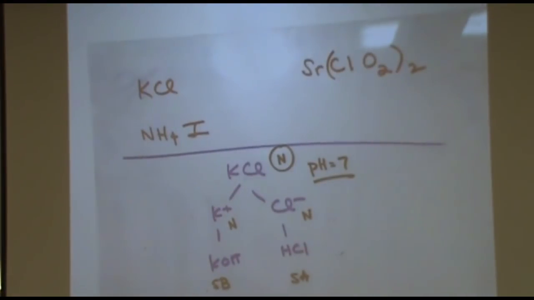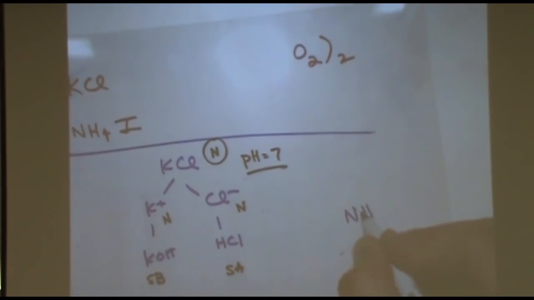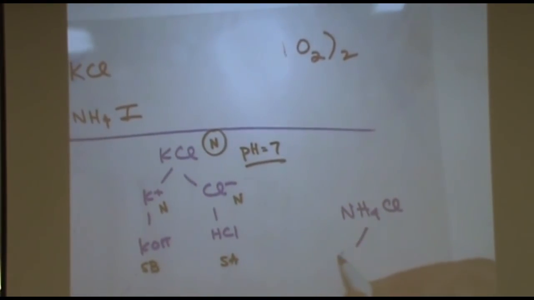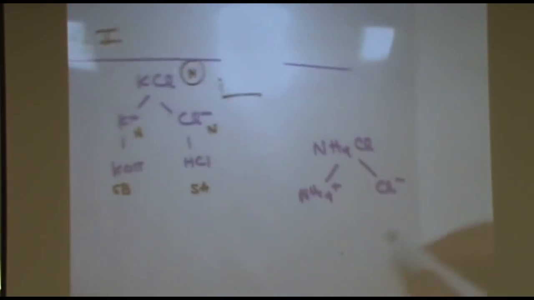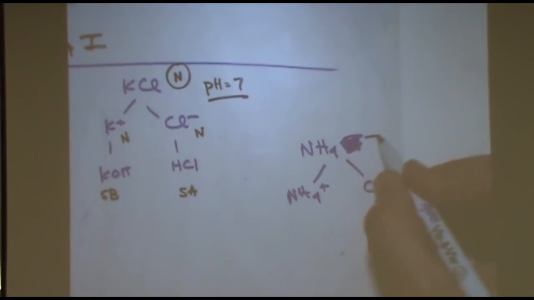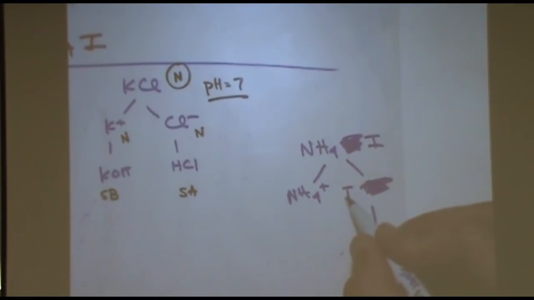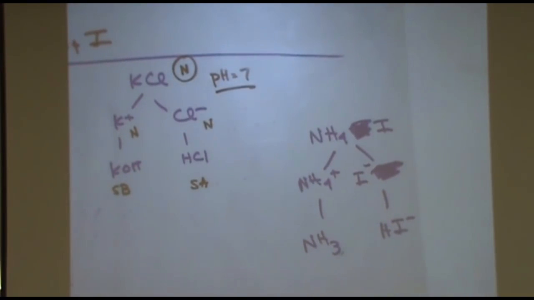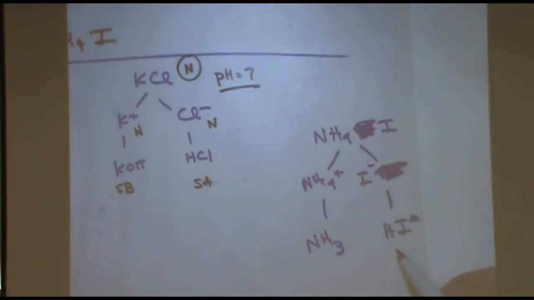Let's try another one. NH4Cl. NH4 plus and Cl minus. Okay, wait, no, it's I, right? I just copied. I minus. So the conjugate here is HI. Here you could write NH4OH or NH3, same thing. HI is a strong acid, so we've got a neutral here.